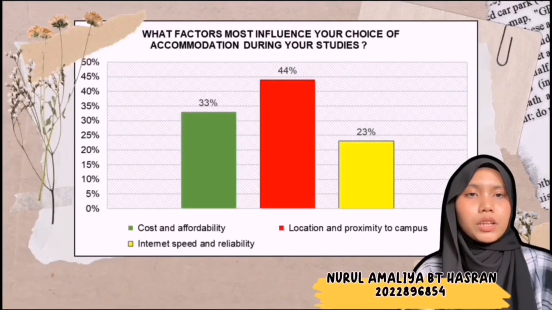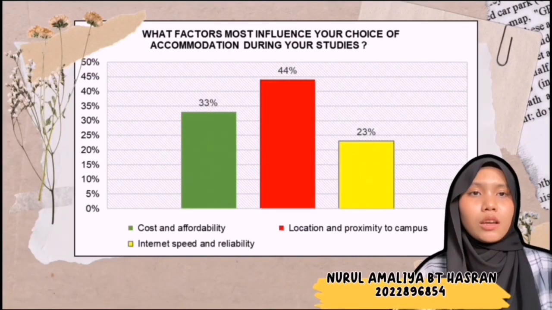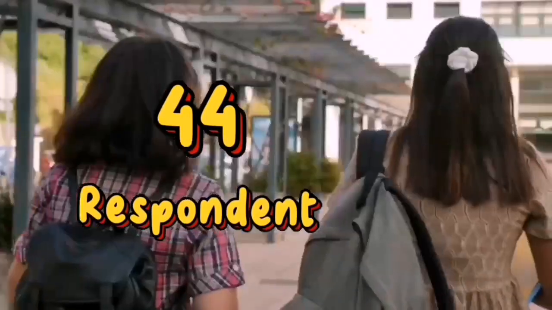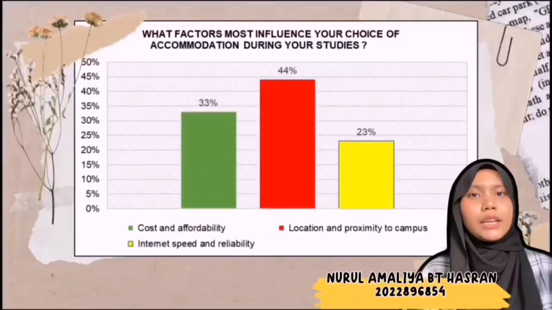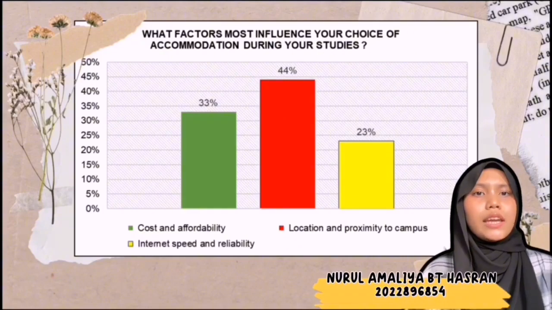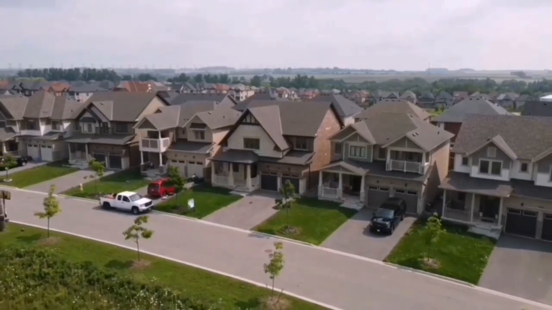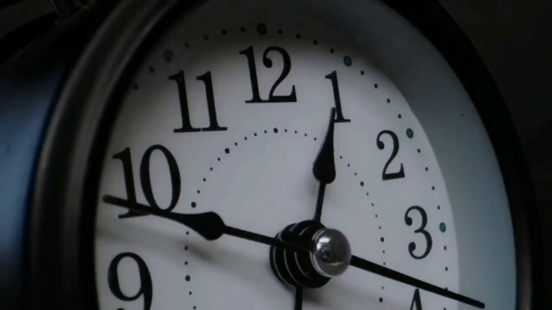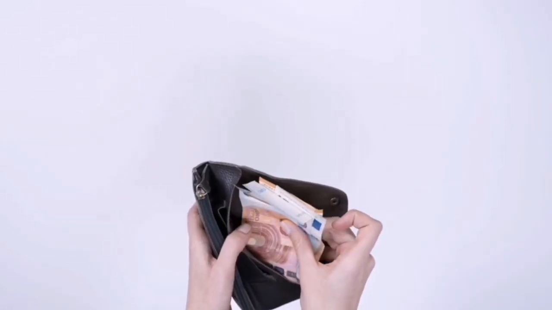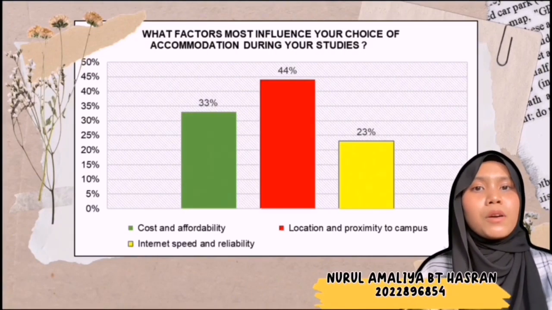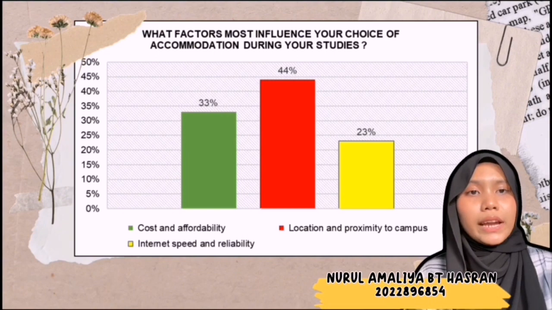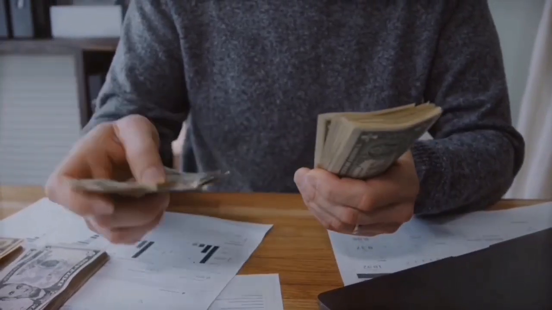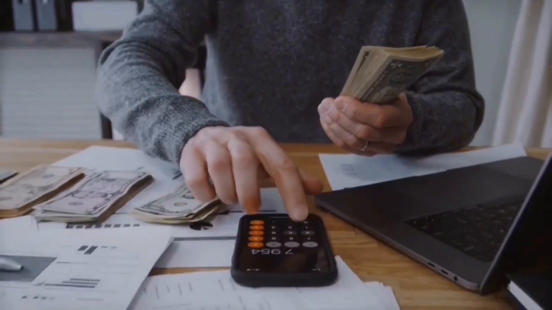Next is the finding. According to the pie chart, the majority of 44 respondents agree that location and proximity to campus are the most important factor when choosing accommodation during studies. This is because students can save time and money by living closer to their college instead of commuting from far away places. Following that, 33 respondents agree that cost and affordability are also important when choosing accommodation during studies.